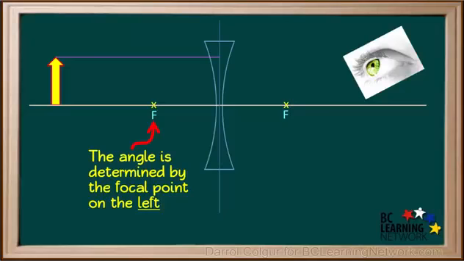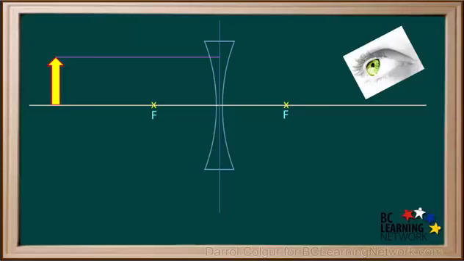The angle that the purple ray is bent by the lens is determined by the focal point on the left side of the lens. What we do is draw a dotted line from the focal point on the left to the point where the horizontal purple line hits the center of the lens, like this.